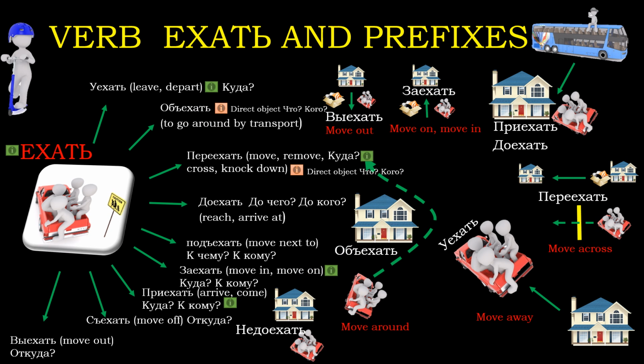Let's look at one of the motion verbs, ехать. I want you to look at this diagram. So here we can see verb ехать with different prefixes. Уехать, объехать, переехать, доехать, подъехать, заехать, приехать, съехать, выехать. We cannot use all of them to denote direction, so not all of them answer the question "Куда?", where to.